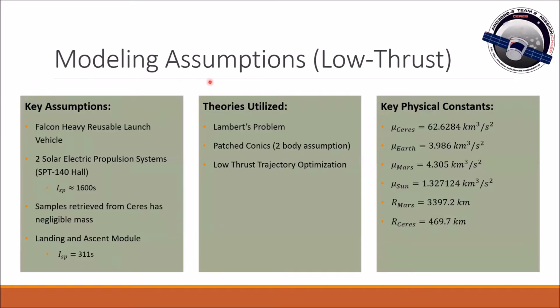Now, moving on to our low thrust trajectory using MALTO, we use similar theories and physical constants shown on the right. This time we were able to use a Falcon Heavy reusable launch vehicle since our low thrust maneuver requires much less propellant mass. Our spacecraft uses 2 solar electric propulsion systems with an ISP of around 1600 seconds. Our landing and ascent module uses a similar propulsion system as our impulsive maneuver with an ISP of 311 seconds.